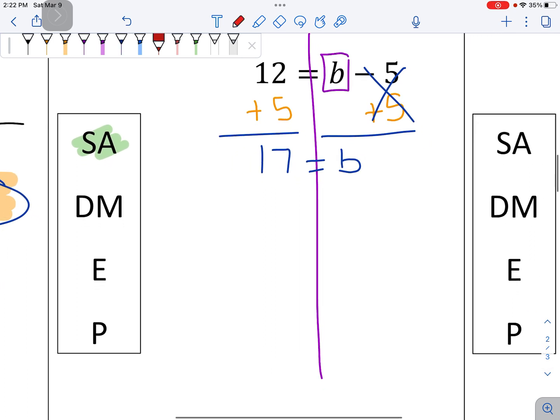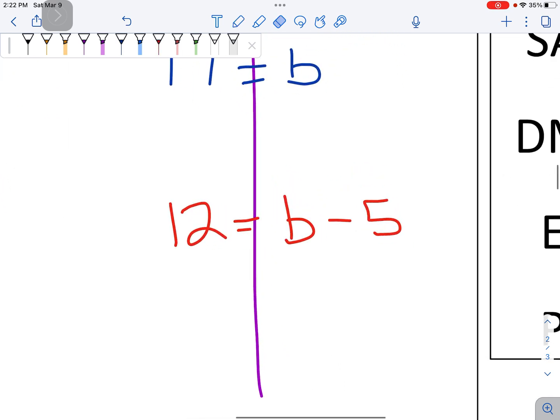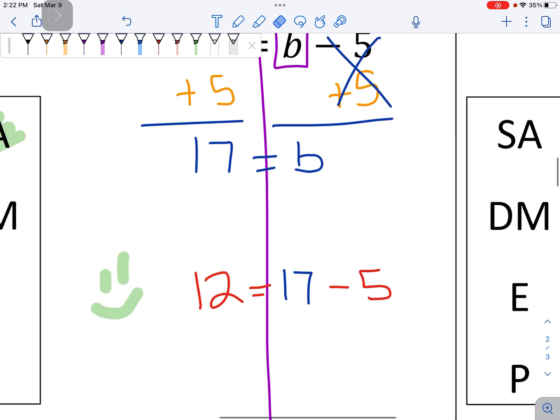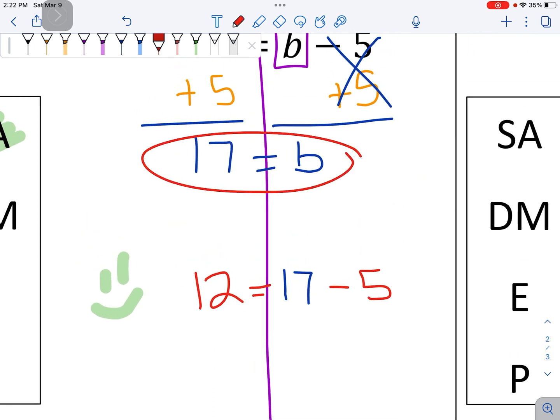This says 17 is the value of B. Let's try this out. 12 equals B minus 5. If I replace the B with 17, is this true? Is 17 minus 5, is that 12? Yep, it sure is. There's my smiley face. Absolutely it is. So I'll go back to my answer. 17 equals B, circle it. I'll highlight it so you can see it better too.